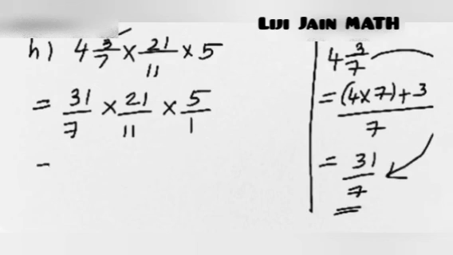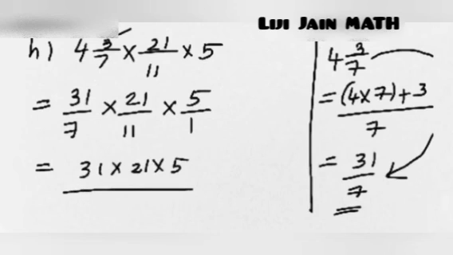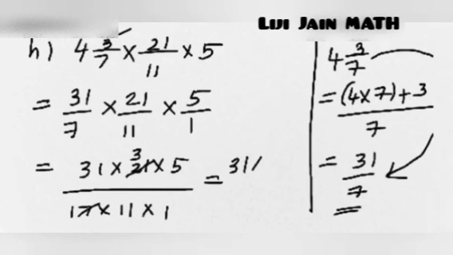So, now we can find the product of the numerators by the product of the denominators. Which are the numerators? 31 and 21 and 5, isn't it? These are the numerators, and that product, by the product of the denominators, means 7 into 11 into 1. 1 need not be written. Okay. Any common factors exist? Yes. 7 and 21 can be cancelled by 7's table: 7 ones are 7, 7 threes are 21. So it becomes 31 into 3 into 5.